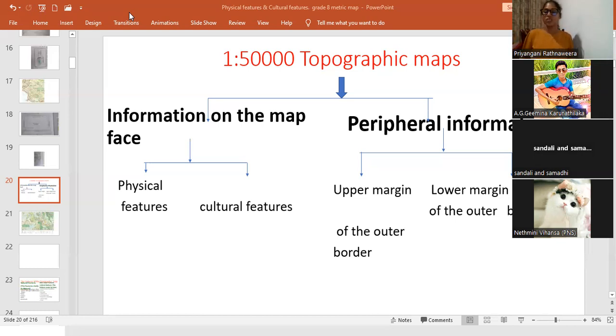You learned about these boundaries in grade 10.